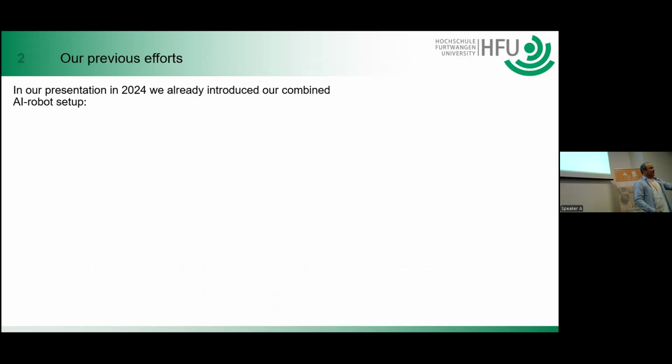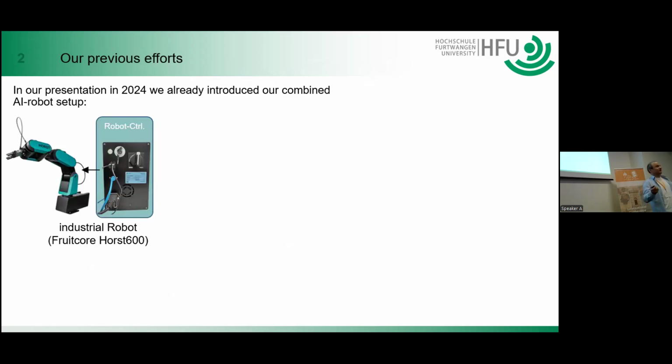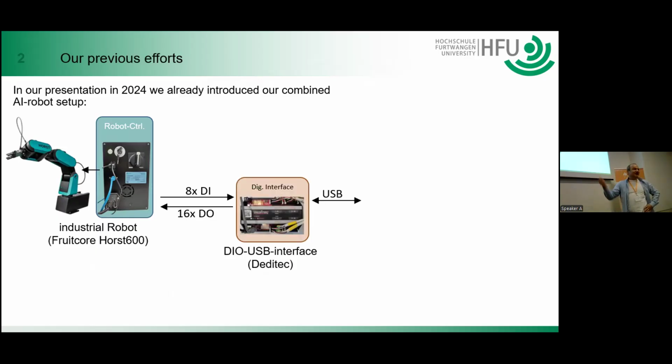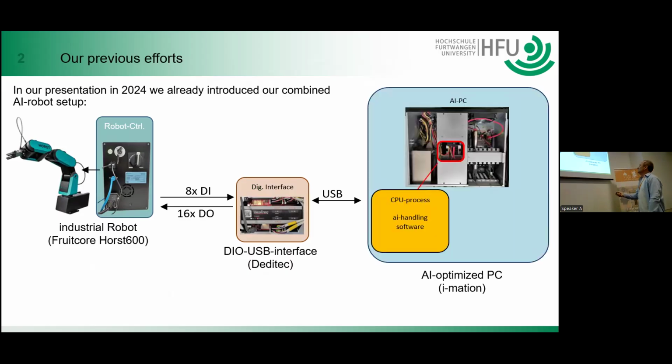Okay, so in our presentation in 2024, we already introduced our AI-enhanced robot setup, which is an industrial robot. So I'm sorry, no fancy humanoid robots. It really is about industrial machinery, which is supported by AI, which is then linked with some digital control lines to a physical digital interface, which is then linked by USB to an AI-optimized PC, essentially very expensive, very powerful electronics hardware, which also contains a graphics card, which is meant for actually running the AI module.